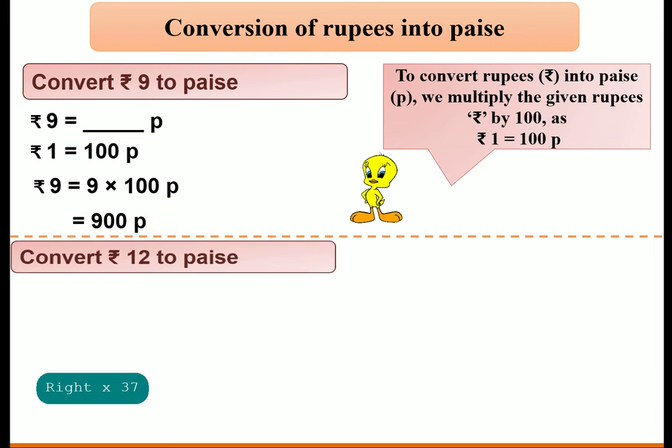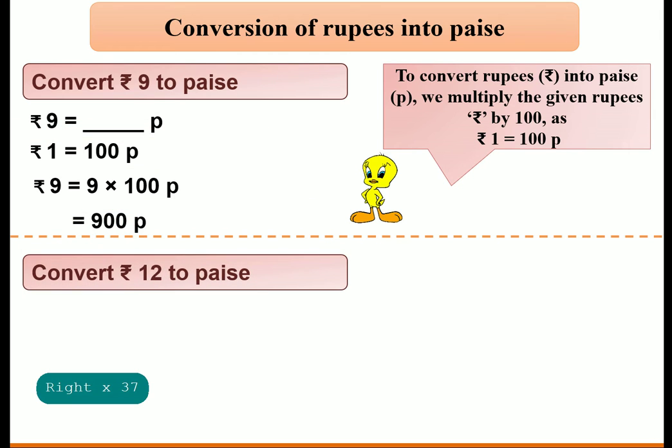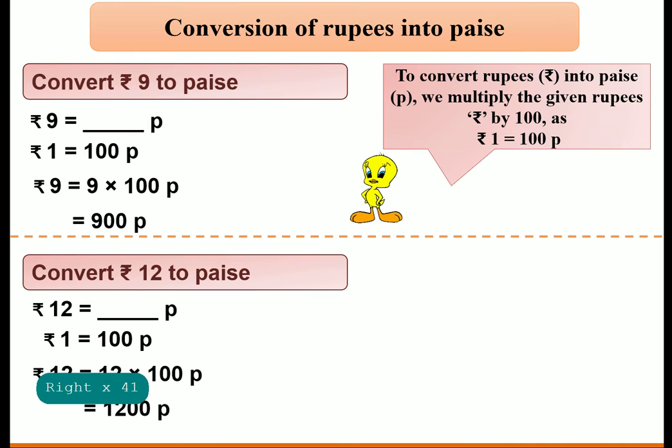Let's take another example. Convert rupees 12 to paisa. Say it orally. It is easy. 9 rupees, 900 paisa. 12 rupees, 1200 paise. Let's see if I am right. Yes, it is definitely right.